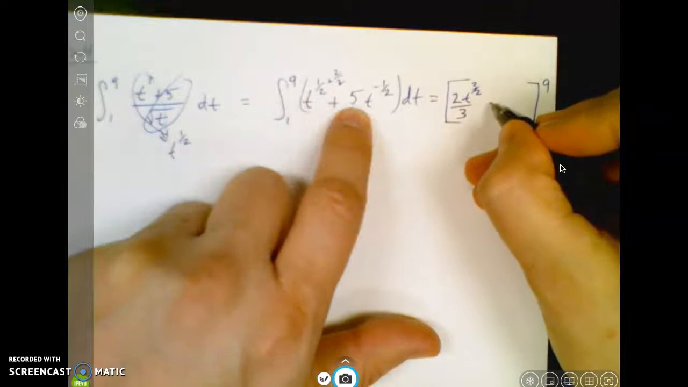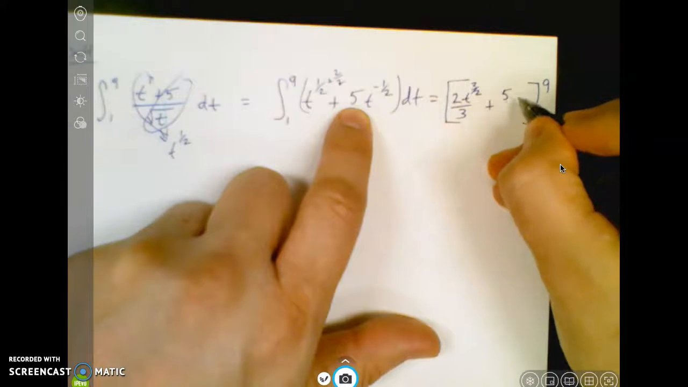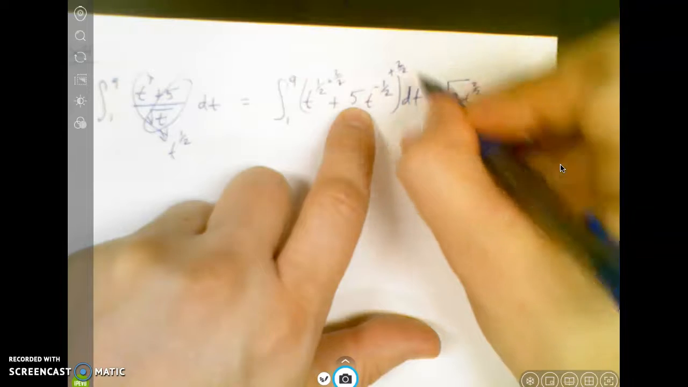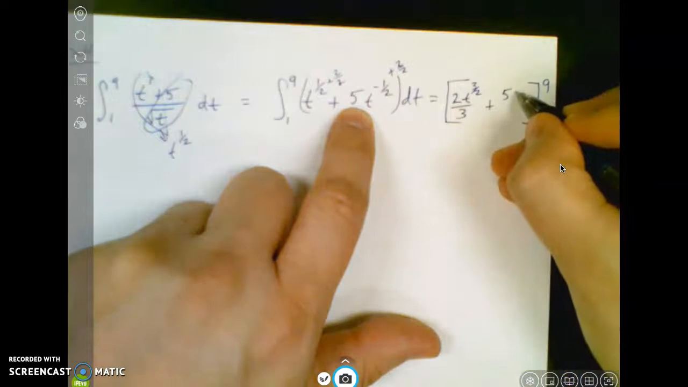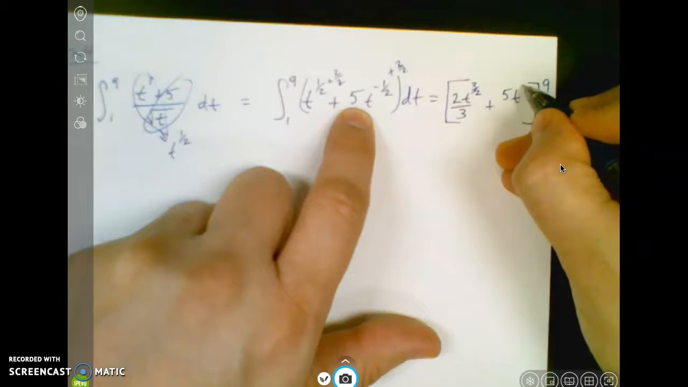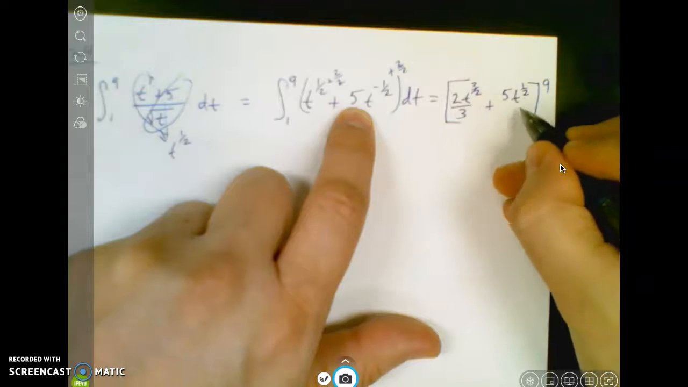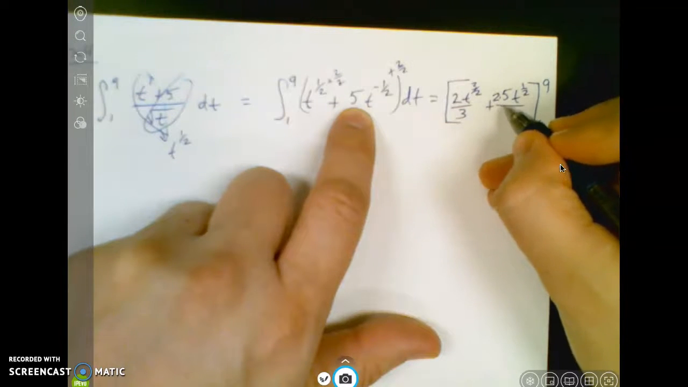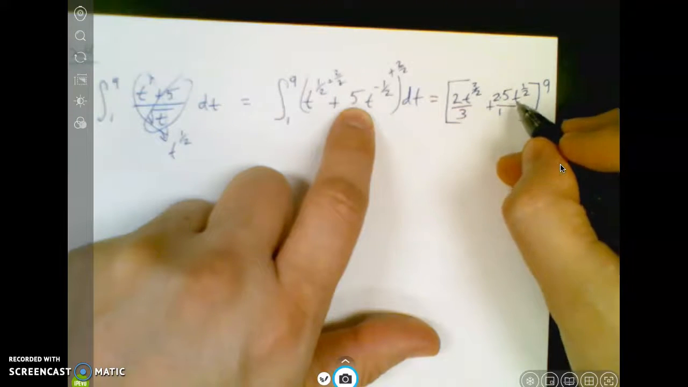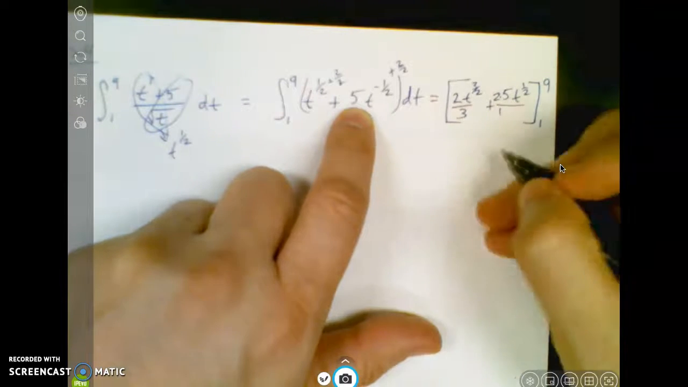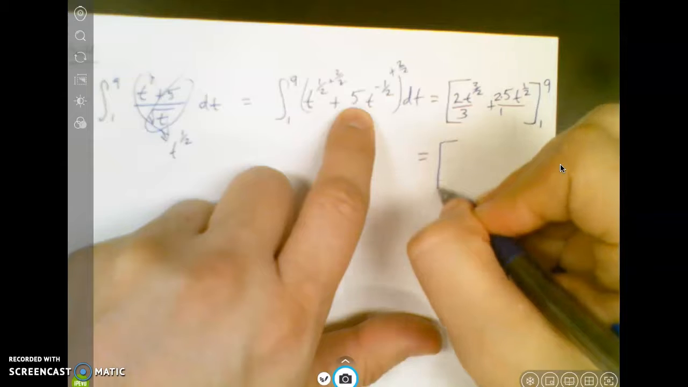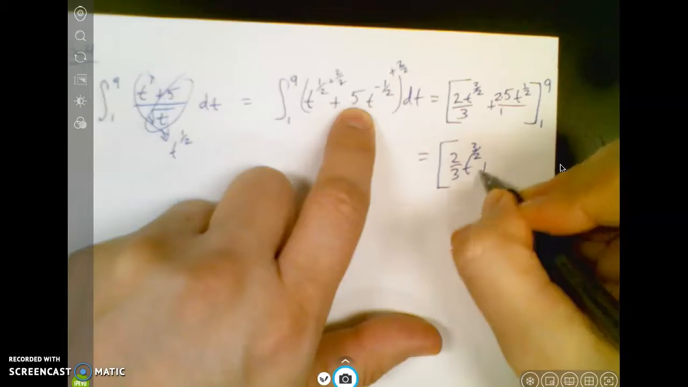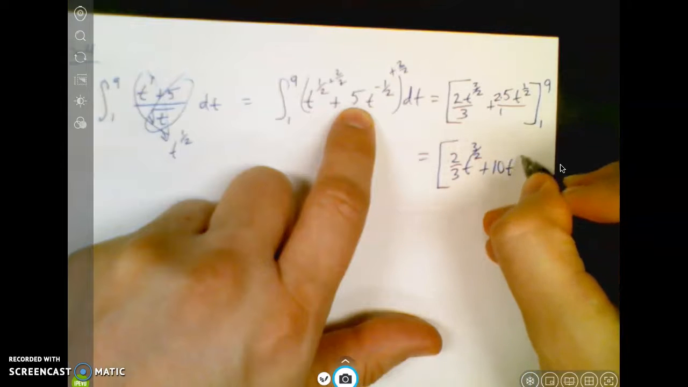And then this guy, it was going to be 5t to the negative 1/2, but I want to make it go up by 1. Remember, that's 2/2. So now it's going to be 5t to the 1/2, and divide by the new exponent, you're going to multiply by 2 over 1. Now since there was already a 5 up there, it just multiplies by whatever else goes up top. So a cleaner version of this would be 2/3 t to the 3/2 and 10t to the 1/2.